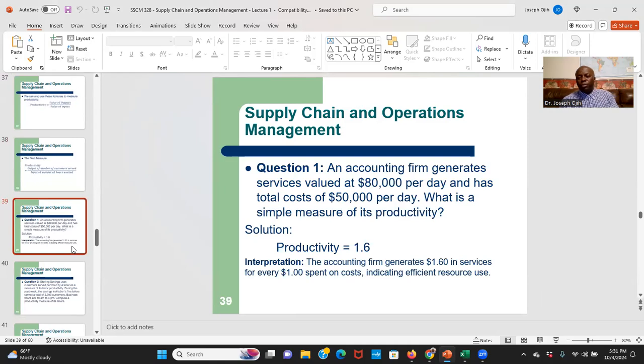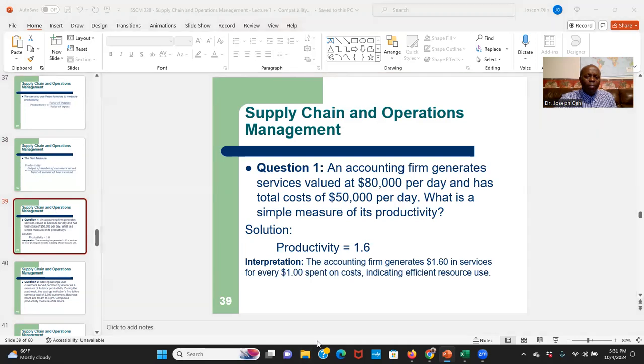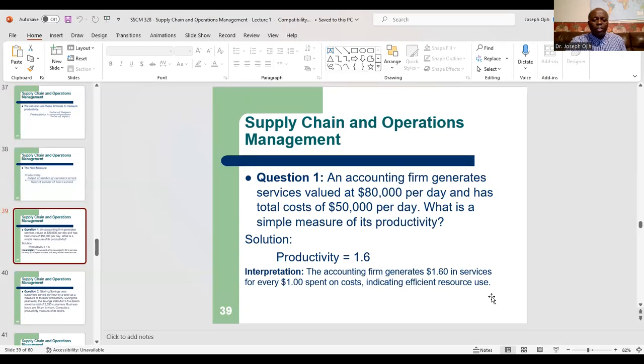Let's try two examples. It says an accounting firm generates services valued at $80,000 per day and has a total cost of $50,000 per day. What is a simple measure of its productivity? So how do we do that? Let us calculate the productivity of this accounting firm. To make it easy for us, we're going to use Excel, so I'm going to put all this information inside Excel. The services they generated, which is the output, is $80,000.